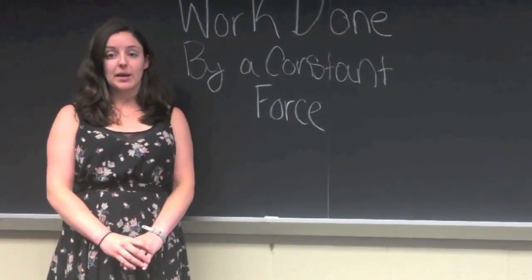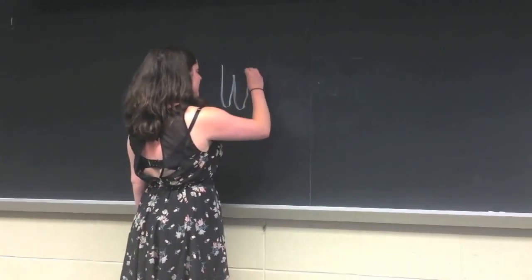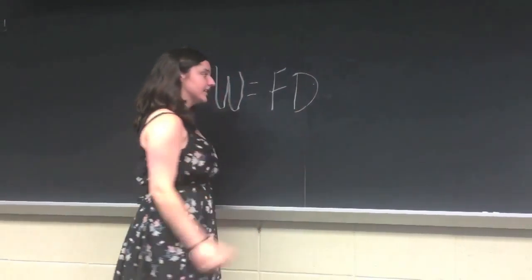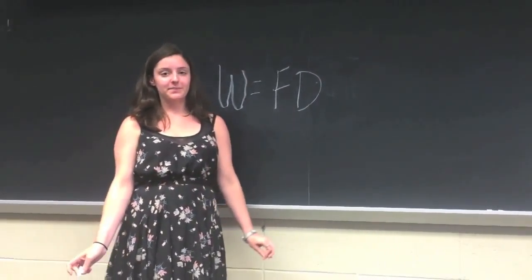In general, we say that work is done by a force when it moves an object. If the force applied to the object is constant, this is the definition of work. W equals F times d, where d represents the distance traveled by the object, and F is the applied constant force.